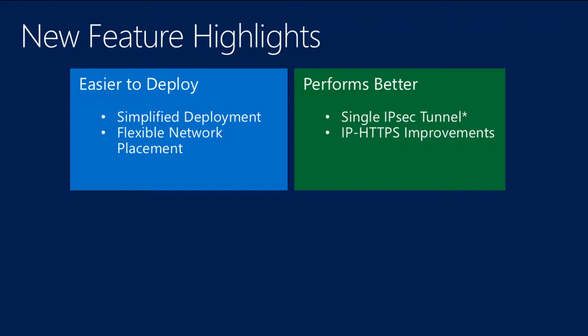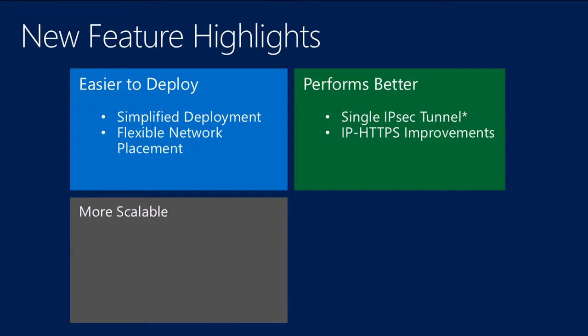There's also been some improvements to IP-HTTPS. We're going to talk a little bit later about IPv6 transition protocols, and IP-HTTPS is one of them. That is a protocol that had some serious performance limitations in earlier releases. We'll talk about that a little bit more later. The solution is much, much more scalable now.